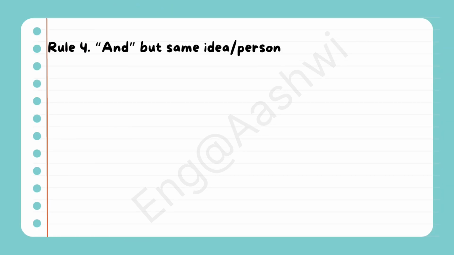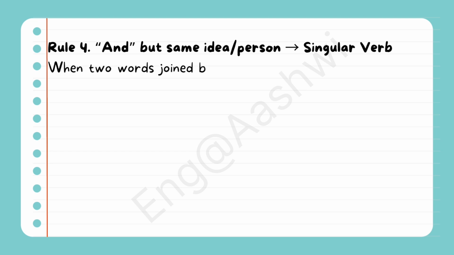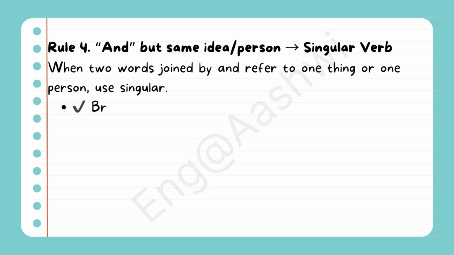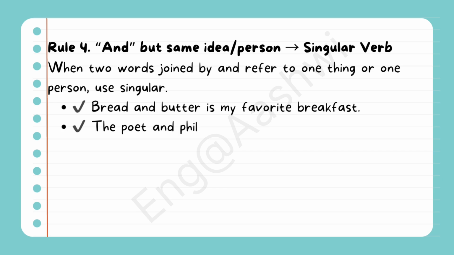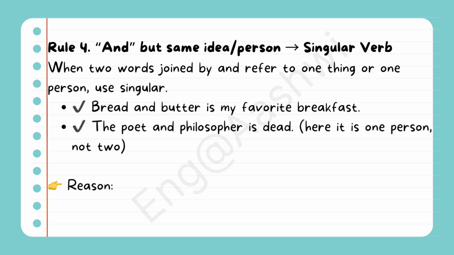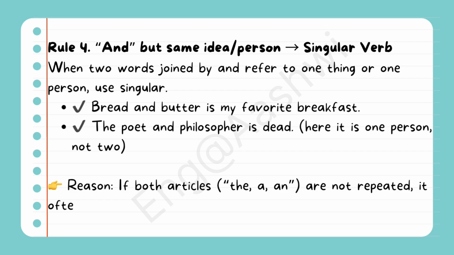Rule number 4. But same idea or person takes singular verb. When two words joined by and refer to one thing or one person, they take a singular verb. For example, bread and butter is my favorite breakfast, because bread and butter both represent only one idea. The poet and philosopher is dead. Here also poet and philosopher are one person, so we have to take a singular verb with them.